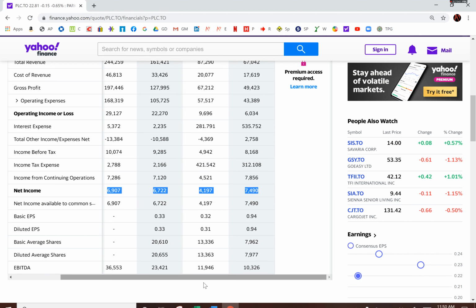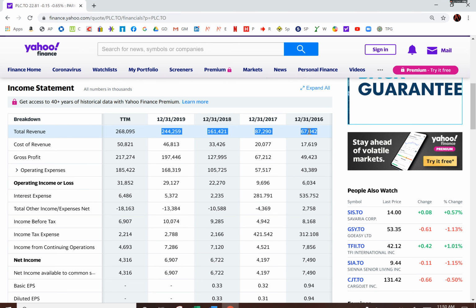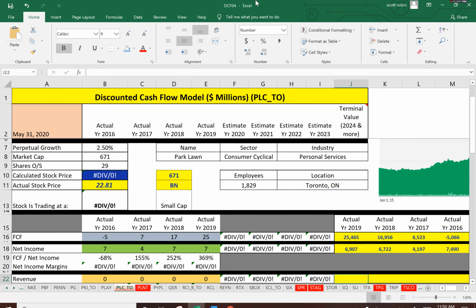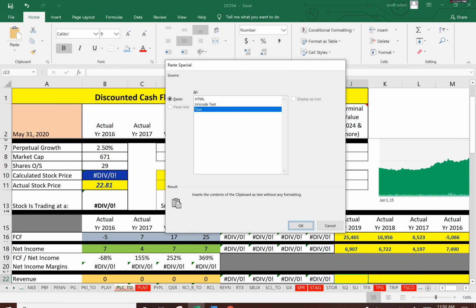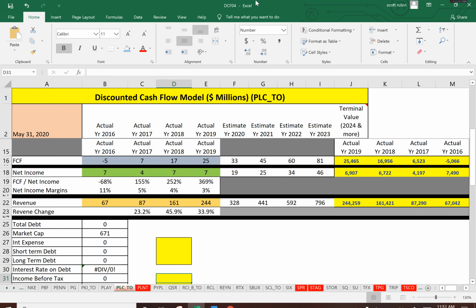And the last input for the model is revenue. A nice jump in revenue. Always look at the numbers when you're doing this stuff. You can see the revenue quadrupled from 2016 to 2019, although net income barely moved in that period. So that's a little concerning, but something we could look into later.